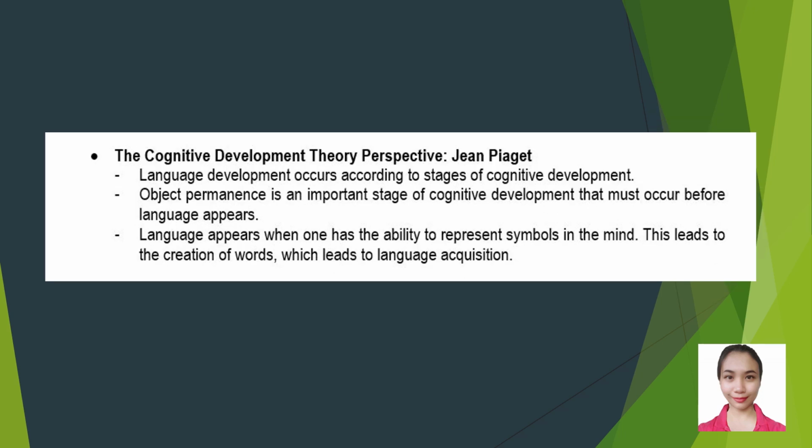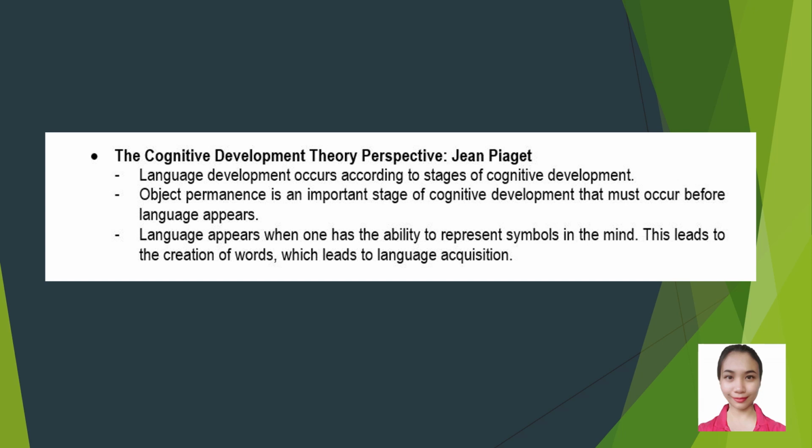Okay, so next we go for the cognitive development theory perspective by Jean Piaget. Language development occurs according to stages of cognitive development. Object permanence is an important stage of cognitive development that must occur before language appears. Language appears when one has the ability to represent symbols in the mind. This leads to the creation of words, which leads to language acquisition.